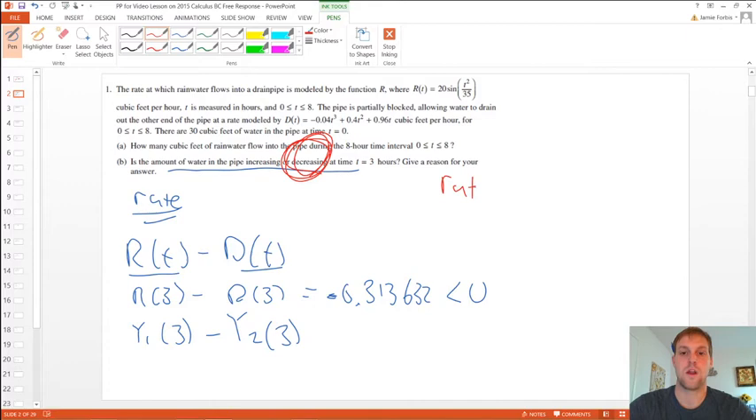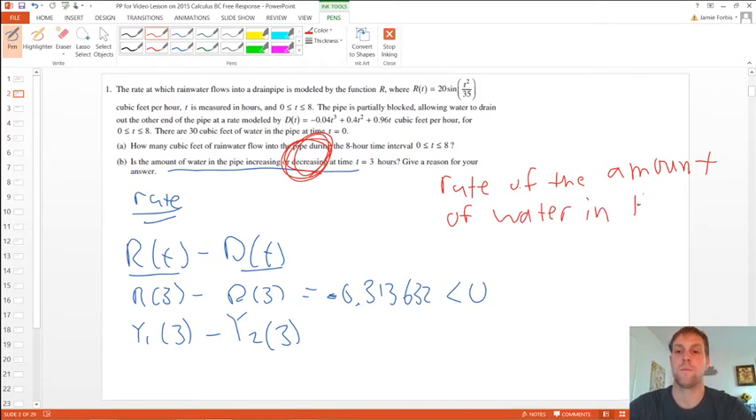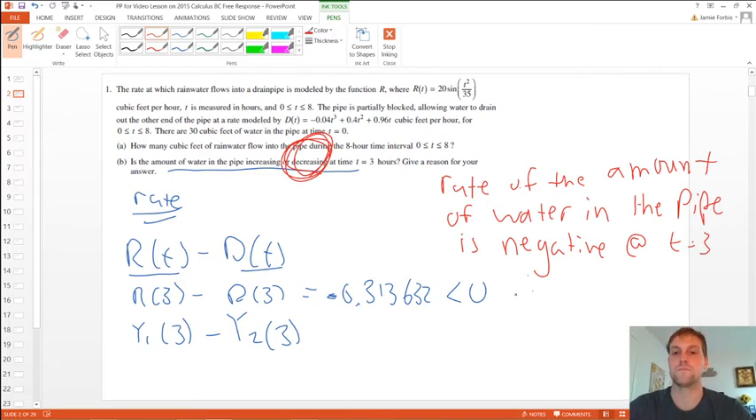The rate of the amount of water in the pipe is negative at t equals 3 and therefore decreasing.